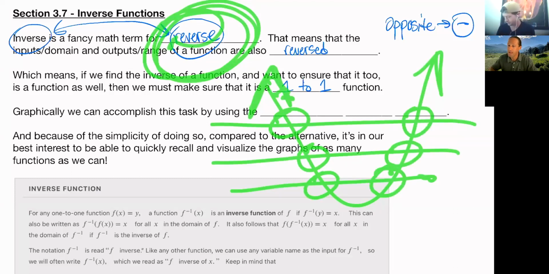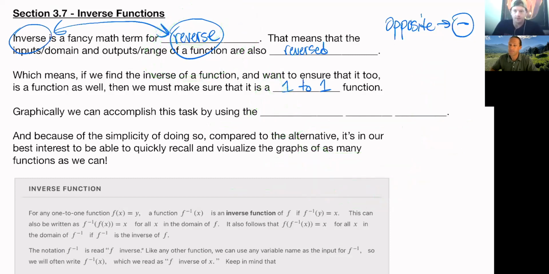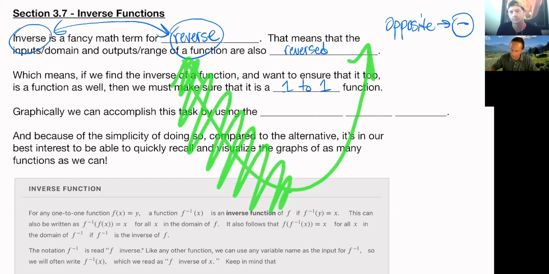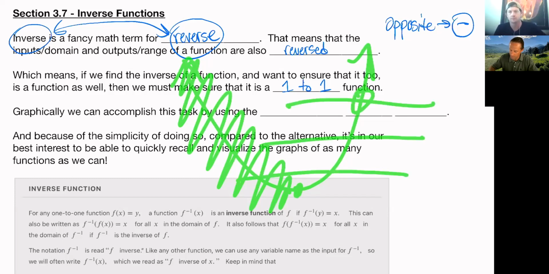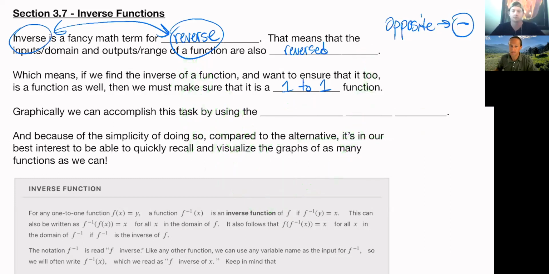Now, could we make it to where it doesn't fail? Absolutely, and we'll talk about that in just a minute. All I'd have to do is get rid of half of it. And now, not only is it still a function, now it would also pass the horizontal line test.